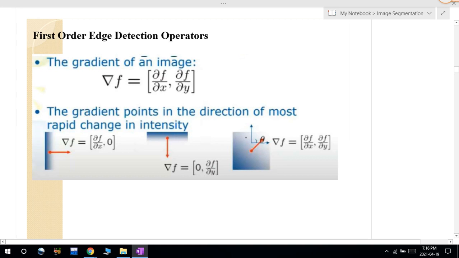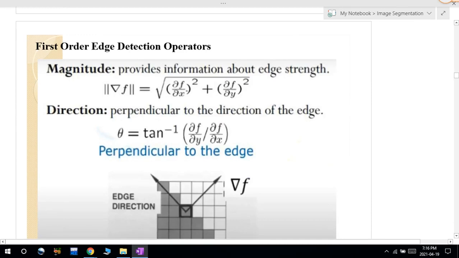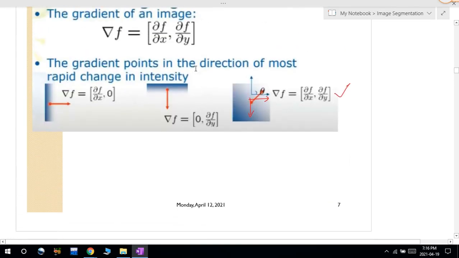And if you consider this image, here the change happened in both directions, that is in the x direction and in the y direction. That is your gradient operator. So we will try to find out the changes in the x direction, how those intensity values change in the x direction and how they change in the y direction. Once those changes are found, they are called the gradient of an image.